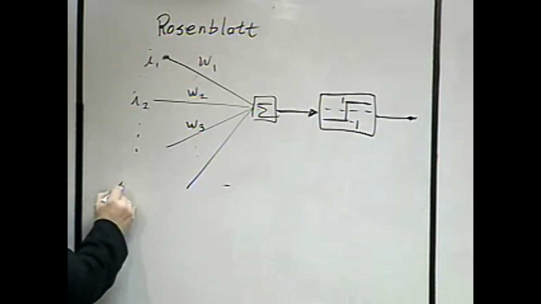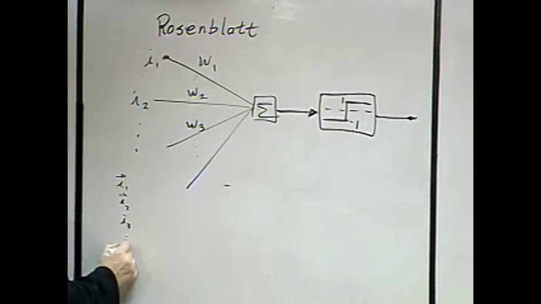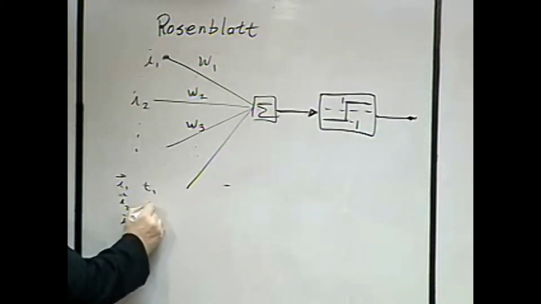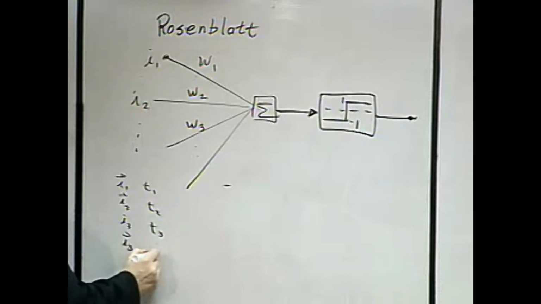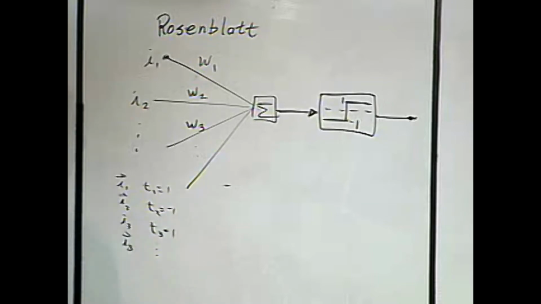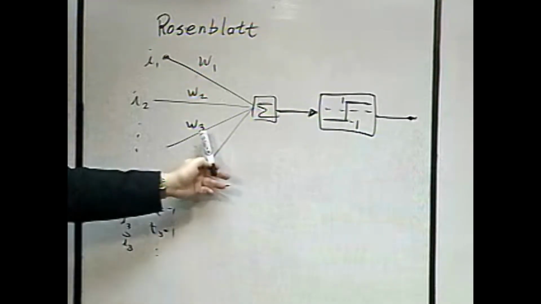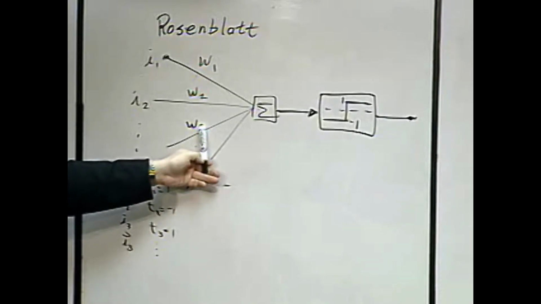He looked at his training data. Say, here are the input vectors, and here are the target values. Now the target values for Rosenblatt were either 1 or -1, because he was just interested in classification into one class or another using this square wave output. What Rosenblatt figured was the following: if he put in an input and it gave out the right answer, he didn't need to twiddle with those weights. Those weights were fine, right?